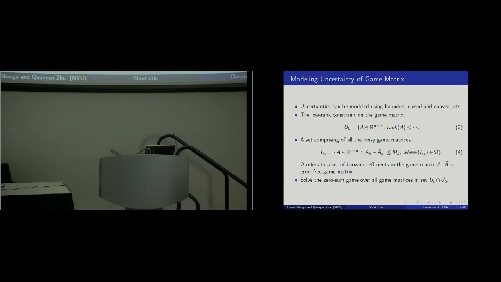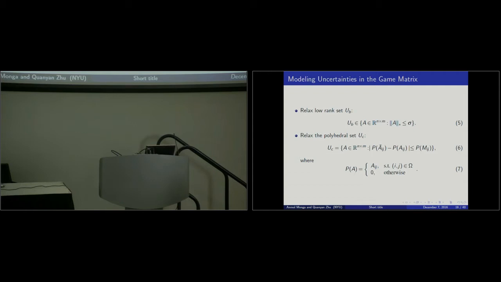So what we want to do, speaking of these two different types of uncertainties, is describe them using two sets. One is U_B, the other one is U_C. So you're going to describe these two sets, and maybe we can describe it in this way. We can relax this rank constraint by using some Euclidean norm, and also rewrite this constraint using this P_A, which basically says that if these are the entries with these types of uncertainties, then you are going to be bounded by this M_ij. So this is just restating the problem here.